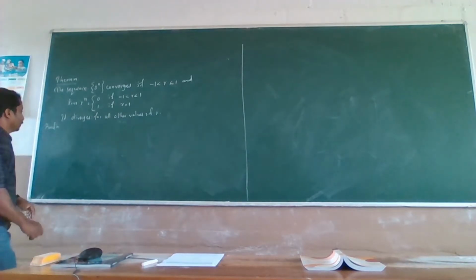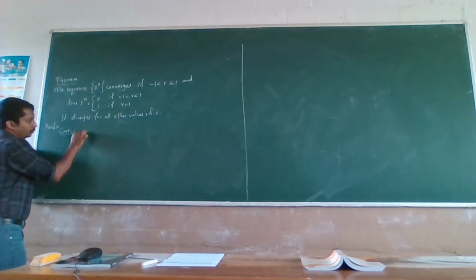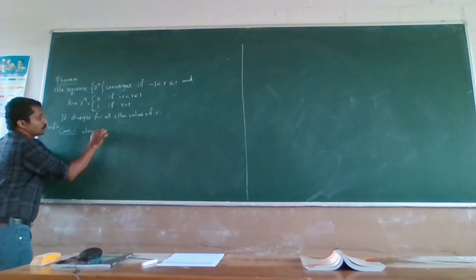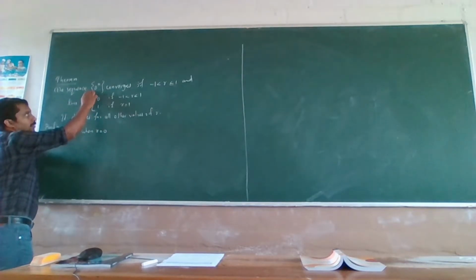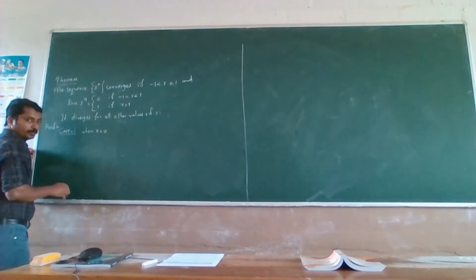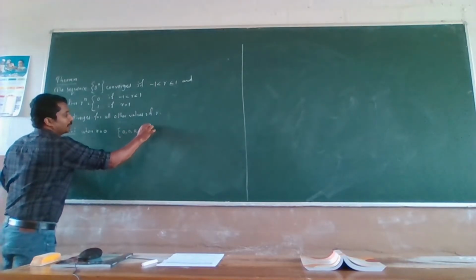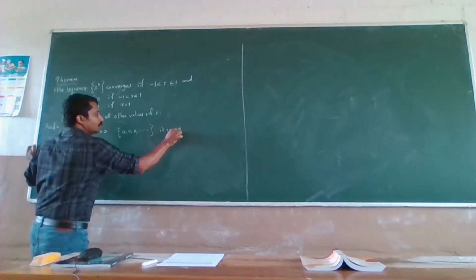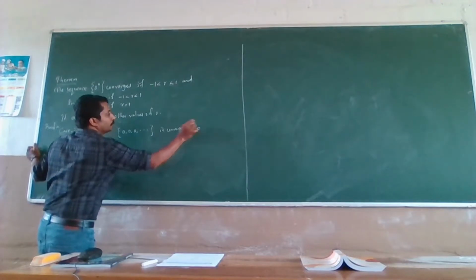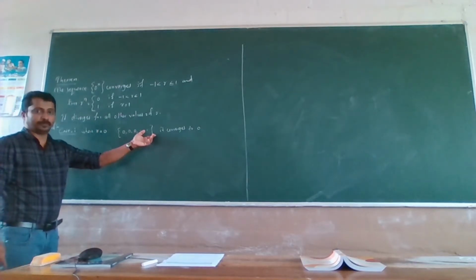Let us show this. Case 1, when r is equal to 0. When r is equal to 0, then all the terms of the sequence r raised to n are equal to 0. So the sequence will be something like 0, 0, 0, etc. So definitely it converges to 0. Okay? So when r is equal to 0, the sequence converges to 0.